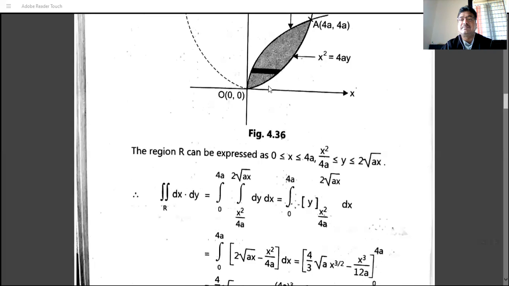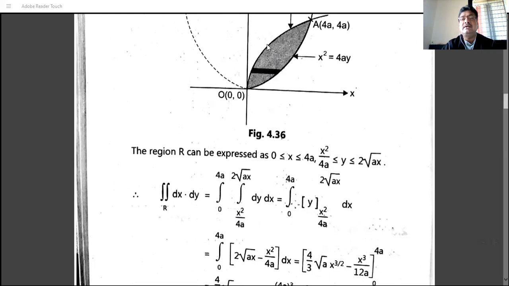Draw this strip parallel to y-axis, because we have to integrate with respect to y first, therefore take strip parallel to y-axis. So remove this strip and take strip parallel to y-axis, and then its one end touches this curve x square is equal to 4ay, and find the value of y. It is x square by 4a, which is the lower limit.